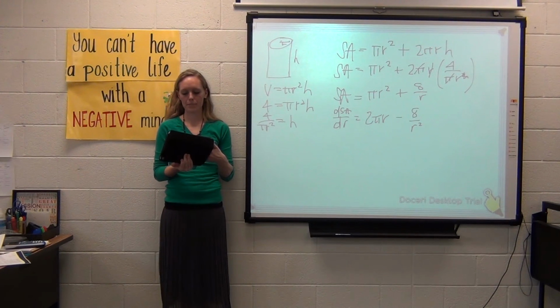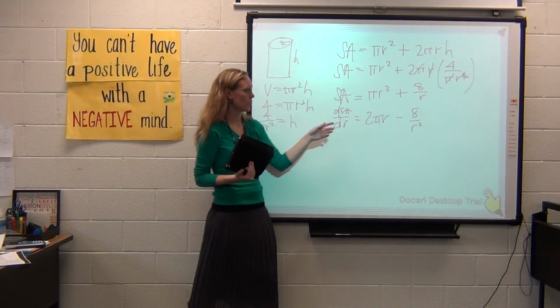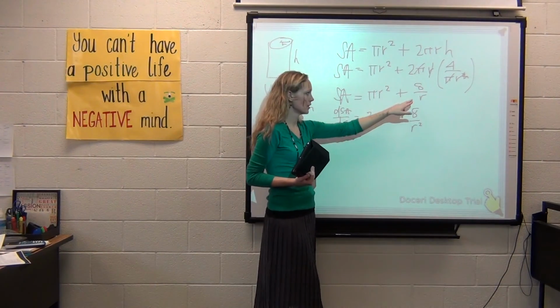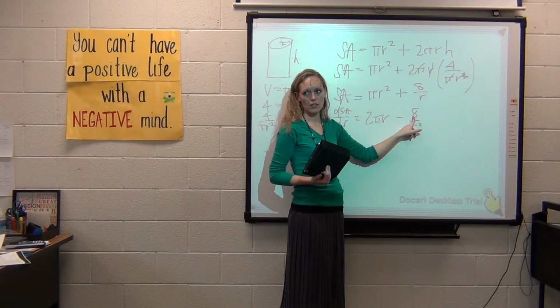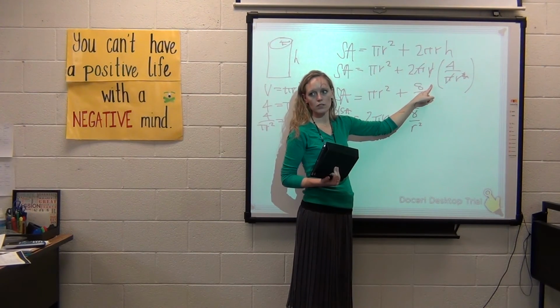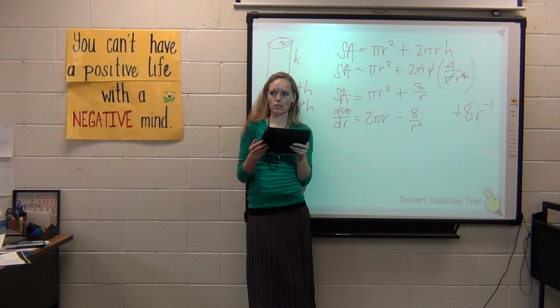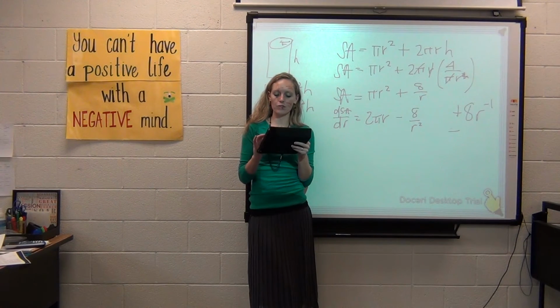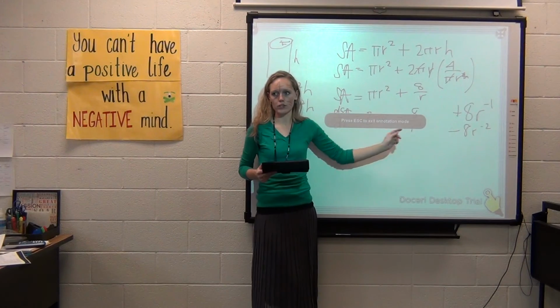Did you get this? I derive this, I bring the 2 down, subtract 1. This was r to the negative 1. I bring negative 1 down, it becomes minus, because this can be written as 8 r to the negative 1. So I move negative 1 down and I subtract 1, and when I subtract 1 I get negative 2. And r to the negative 2 makes it 8 over r squared.